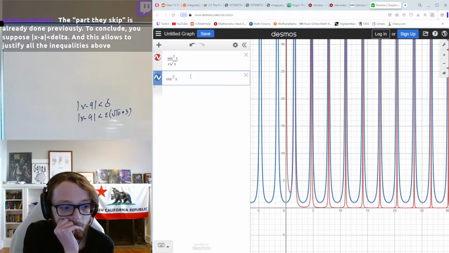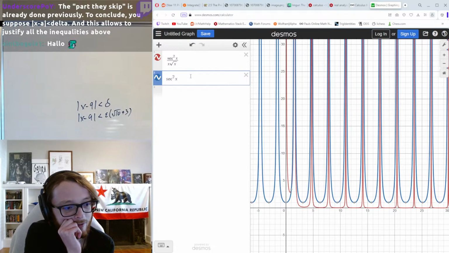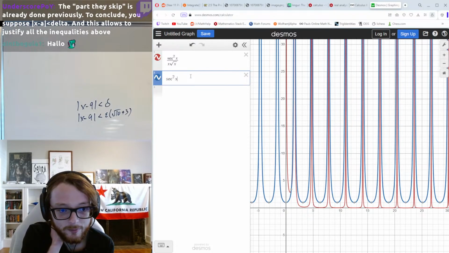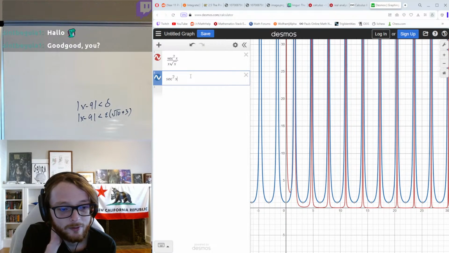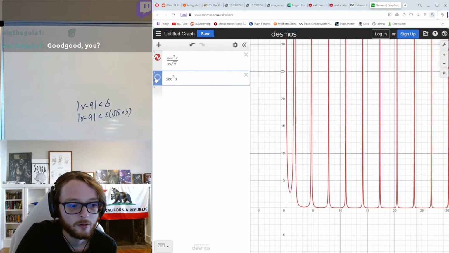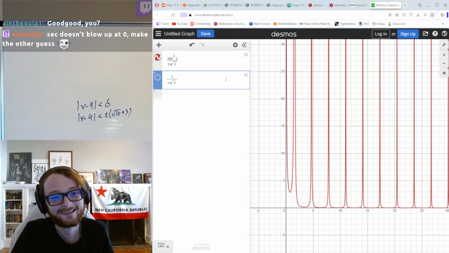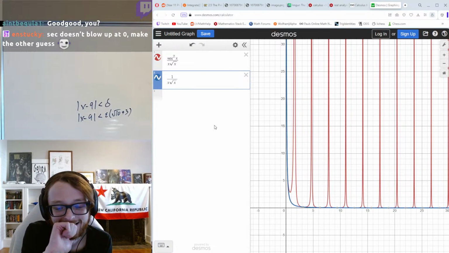Oh no. Hey, Ain't Begula one? How's it going? Skip was done previously. Oh. Alright, maybe we'll try to look at it more later, but I'm doing good too. Thanks for asking. I'm working on this problem from critical thinking. Secant doesn't blow up at 0. Make the other guess. Okay, that's fair, Stooky. Yeah, I assumed that secant would blow up at 0.